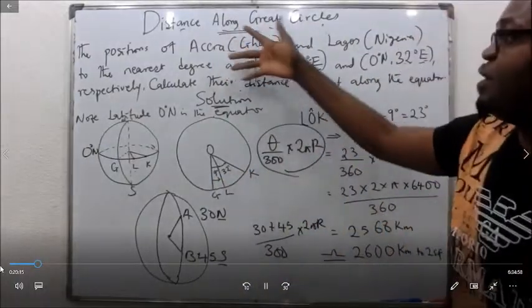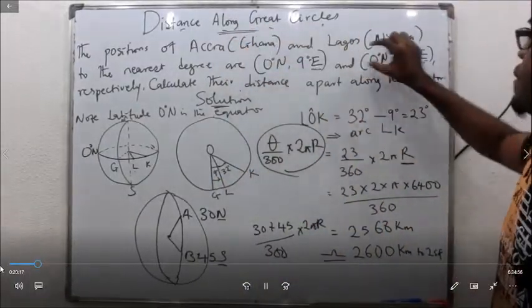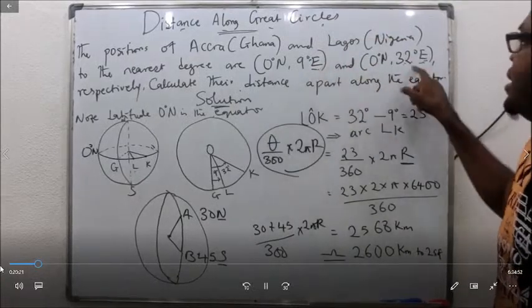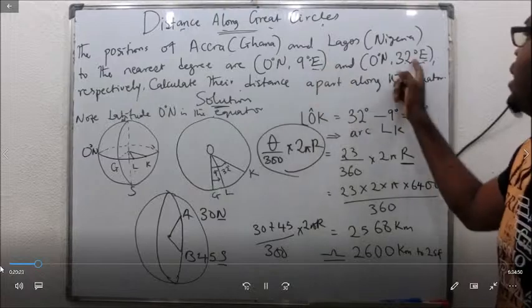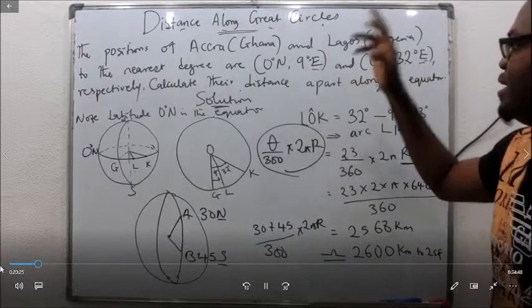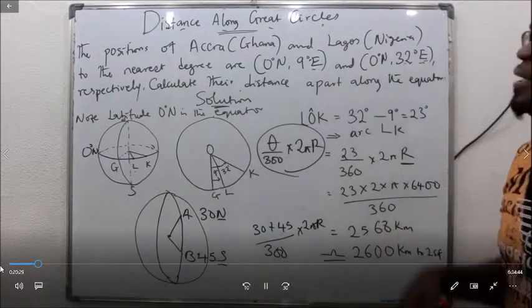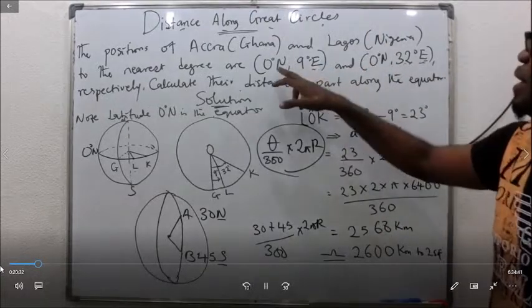So whenever you're given a question like this, just look at the positions. If it is the same, east, subtract. If it is west, subtract. If it is east and west, add. If it is west and east, add. The same thing applies if you're considering it.